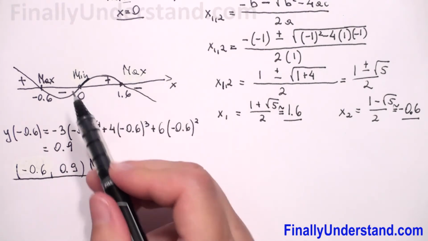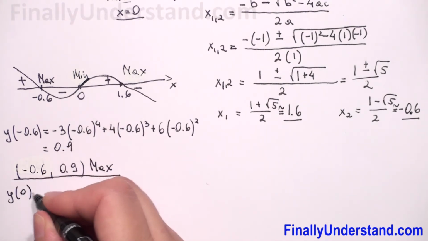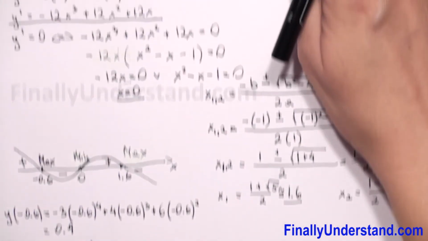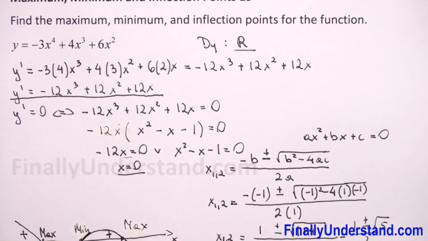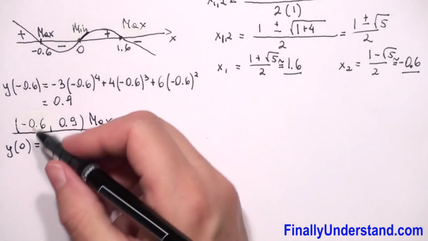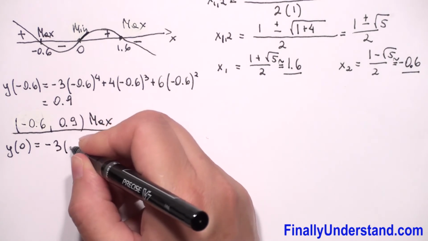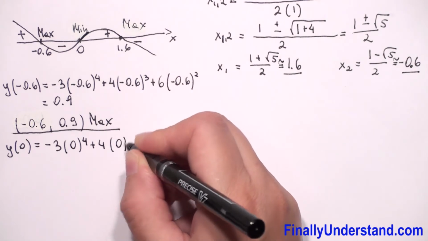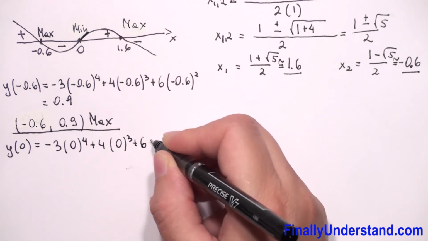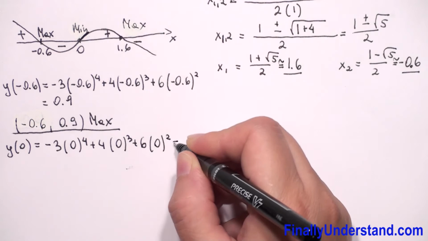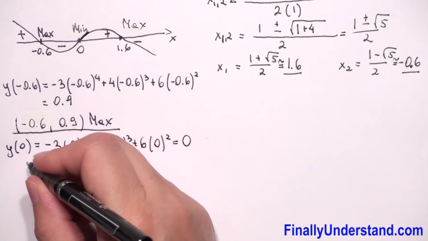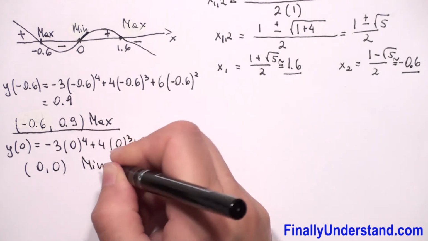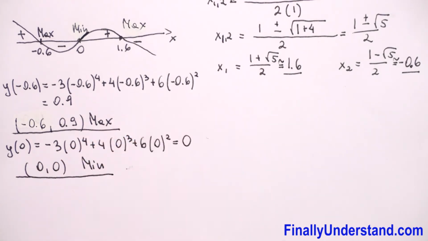Next, we will calculate the minimum. y of 0 is equal to... we have to replace x's in our formula by 0. So we have negative 3 times 0 to power 4 plus 4 times 0 to power 3 plus 6 times 0 to second power. This is equal to 0. So we have our minimum point, 0, 0.